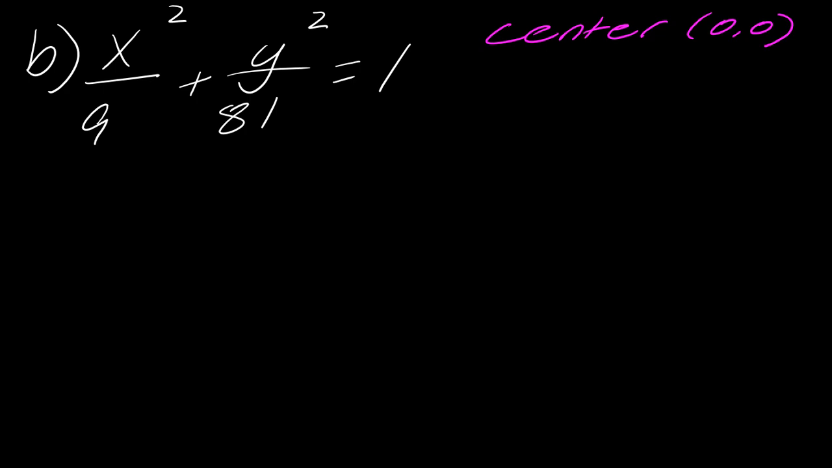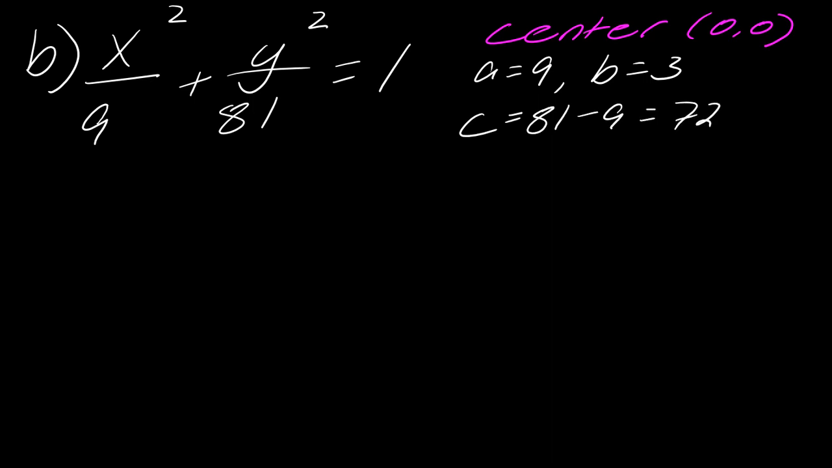Okay, so I can tell just by looking at this, my a squared is the bigger number. So my a is equal to 9, so my b will be equal to 3. And my c squared is going to be 81 minus 9, so that's 72. So my c is going to equal the square root of 72, and approximately that is 8.49.